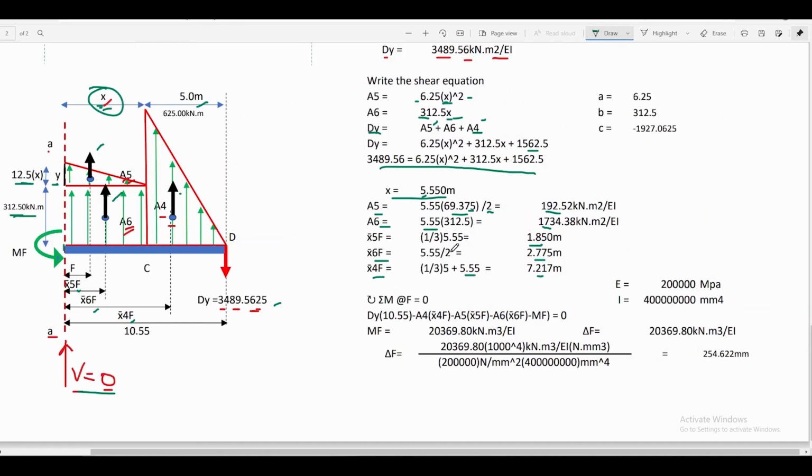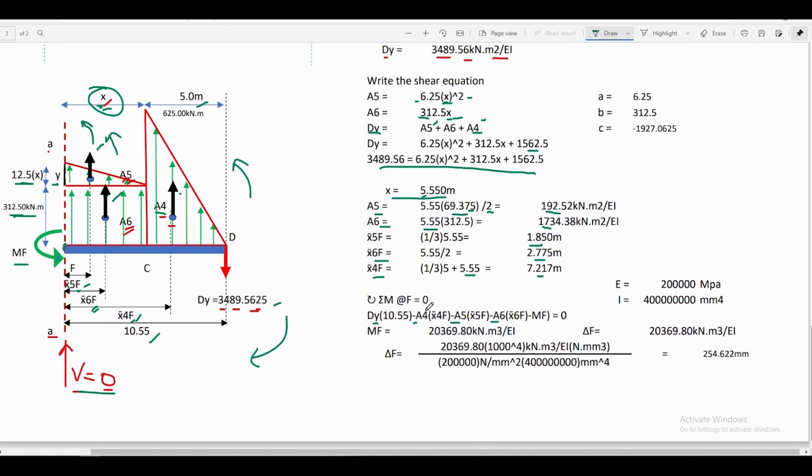After solving for those properties, we can now apply summation moment at point F is equal to 0 in order to solve for the bending moment at point F of our conjugate beam. So we have now dy, that is clockwise moment with respect to point F, multiplied by the distance moment arm, 10.55 meters. Area 4 multiplied by x bar 4F, that is counterclockwise with respect to point F of the beam. Then we have area 5 multiplied by x bar 5F, that is also counterclockwise with respect to F. Then we have area 6 multiplied by x bar 6F, that is also counterclockwise with respect to point F. So those are negative in our equation.